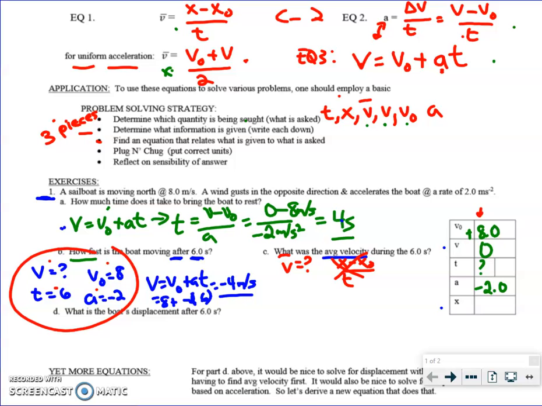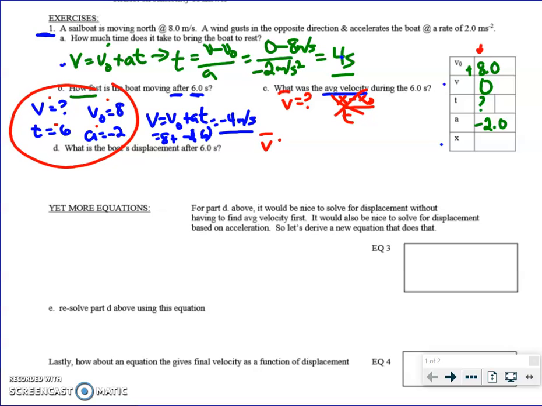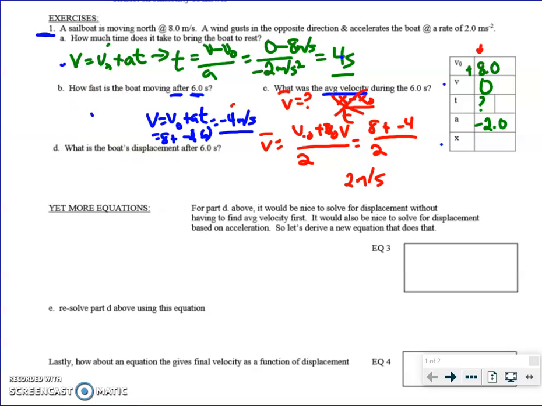Sure there is. There is this equation right here. So I'll use it because I have the information. So I can say v bar equals v naught plus v divided by 2. Our initial speed was 8. Our final speed is -4, divided by 2, and that gives us 2 meters per second. So on average, we were moving 2 meters per second. In other words, most of the time we were moving forward, a little bit of time moving backward, so on average we were forward.